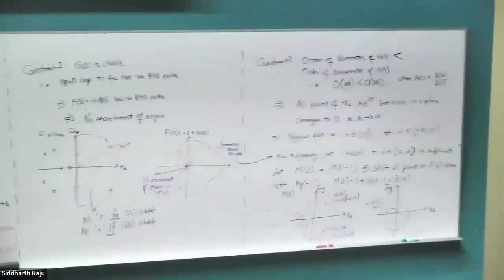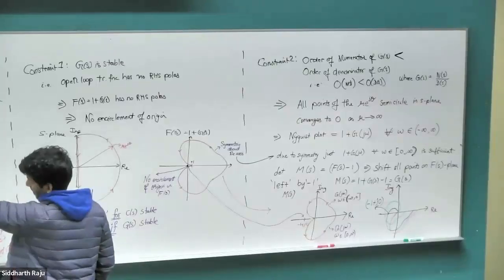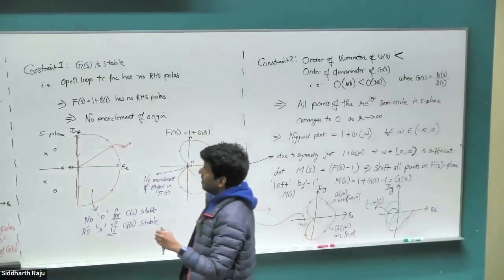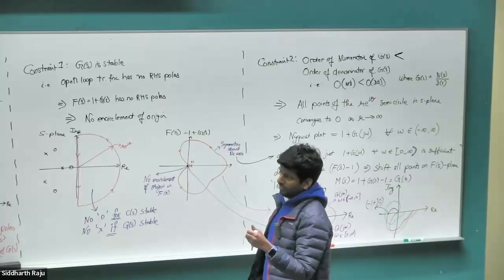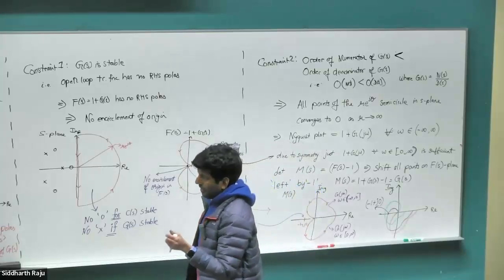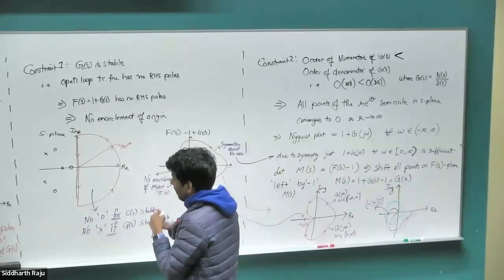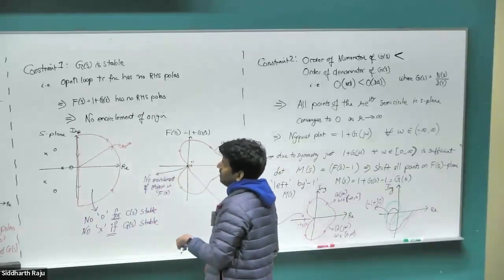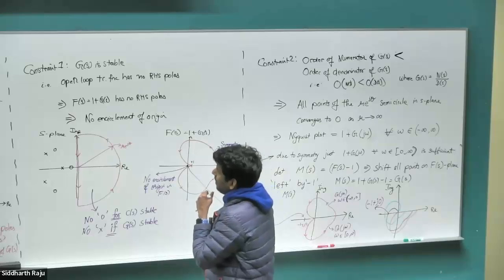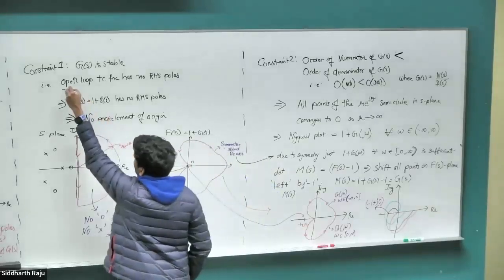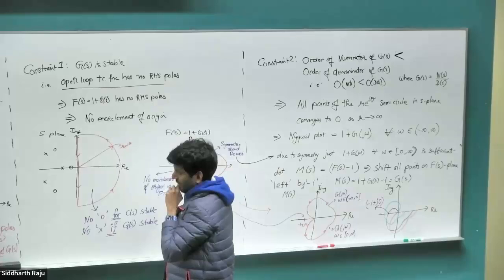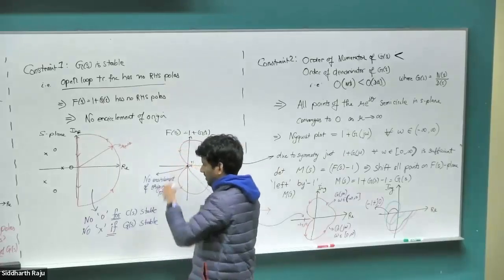Then we started adding more constraints to the system based on what we have in the real world for our motors. The first thing we can observe is that our system is open loop stable to start off with. We're starting with a completely stable system, so we can restrict our analysis to that case alone. Once we limit our analysis to that, we come up with the constraint that the open loop transfer function has no RHS poles.